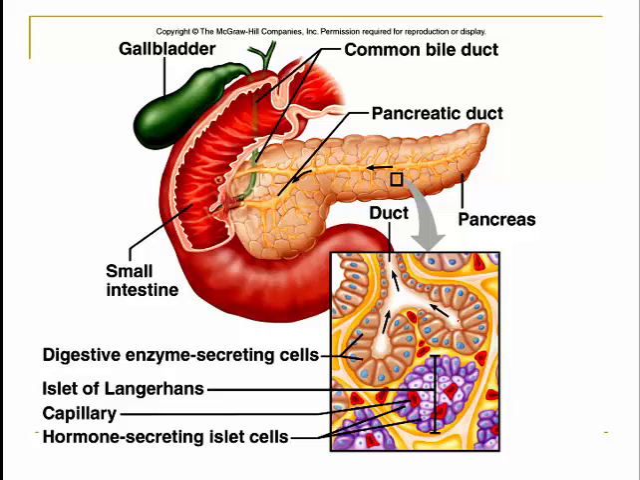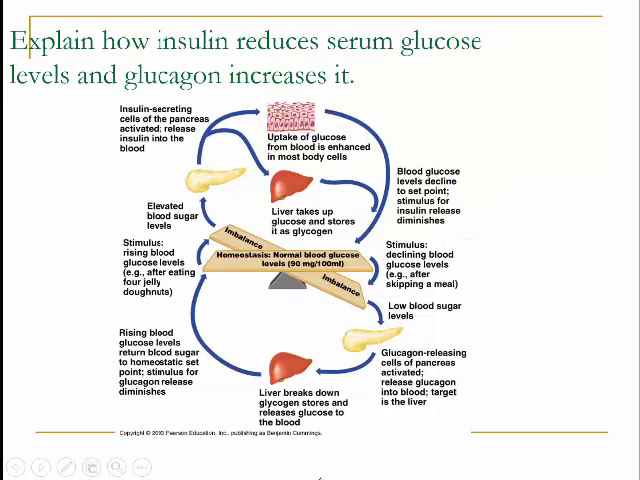Just a little picture here to show you the relationship between the pancreas. Remember we said it's a dual functioning gland, endocrine and exocrine, and its connection in the biliary system. So we're looking here at the hormone secreting cells, the islets. Now, as we said earlier, insulin and glucose are key in helping us maintain our blood sugar.